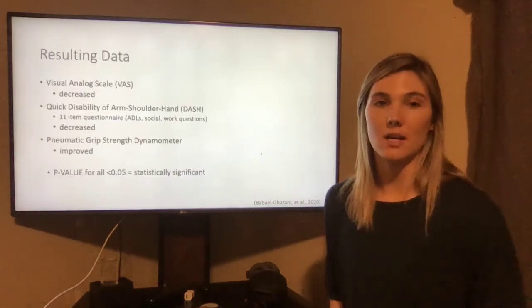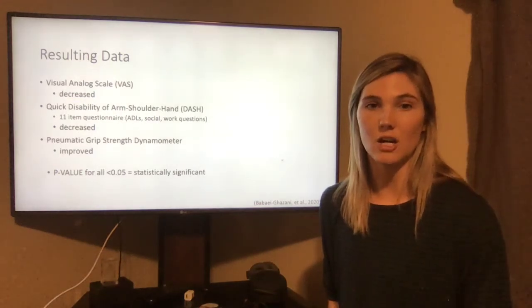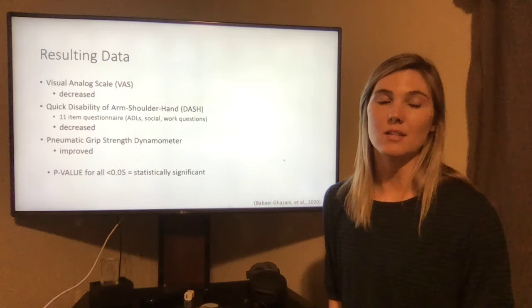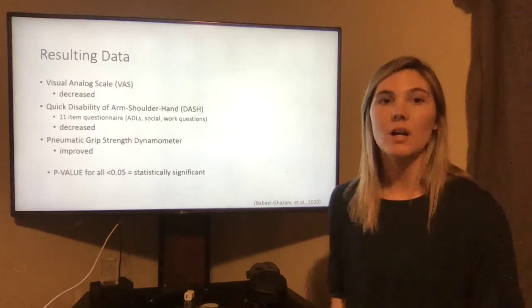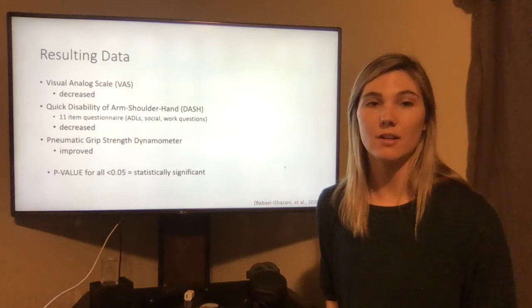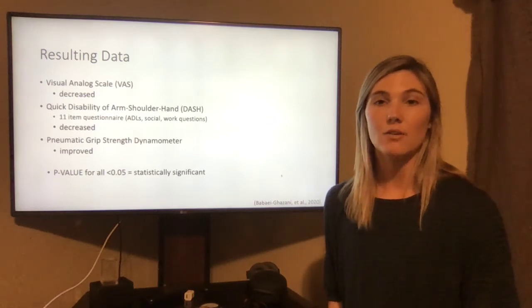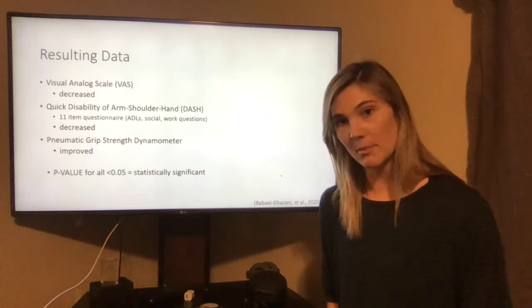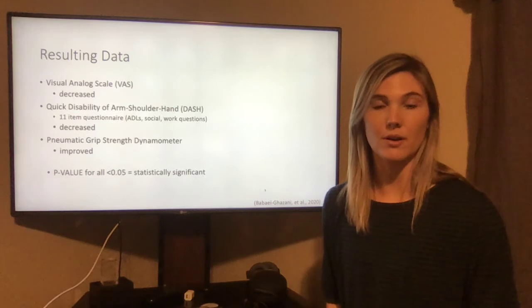So the resulting data was using the visual analog scale, the QuickDASH (Disabilities of the Arm, Shoulder, and Hand questionnaire), as well as the pneumatic grip strength dynamometer. All of these things have their scales and questionnaires. So the visual analog scale is a scale for pain from the least amount of pain to the most amount of pain. And so the patient would be able to mark where they were on that scale.